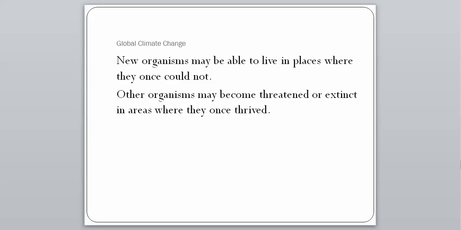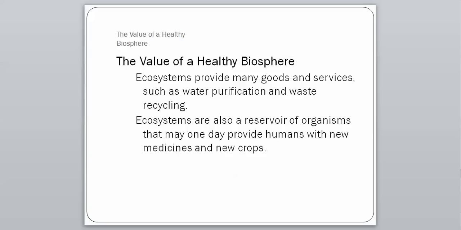And then new organisms would be able to live in places where they once could not, so they could come in and take over an environment. It could be an invasive species. And other organisms may become threatened or extinct in areas where they once thrived. One example right now is polar bears. They live up there in the polar ice caps, and it is melting, so they're losing their habitats daily.